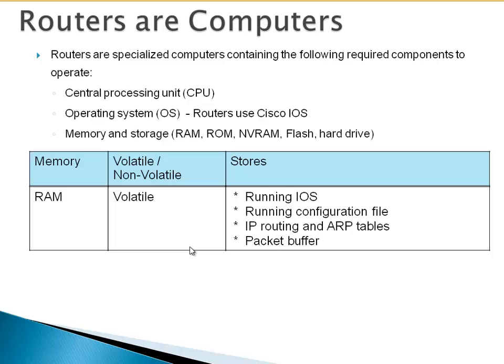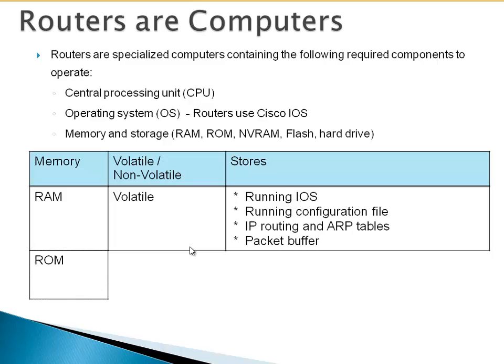So remember, the operating system is not stored in RAM, but it's running from RAM. It's stored in flash, so when the router loads or boots up, it takes the operating system from flash and stores it in RAM. So in RAM, it's called the running Internetwork Operating System, or running IOS. And the configuration file is called the running configuration file.